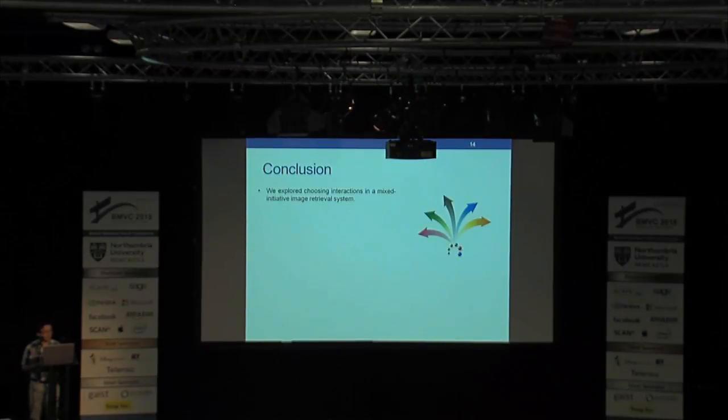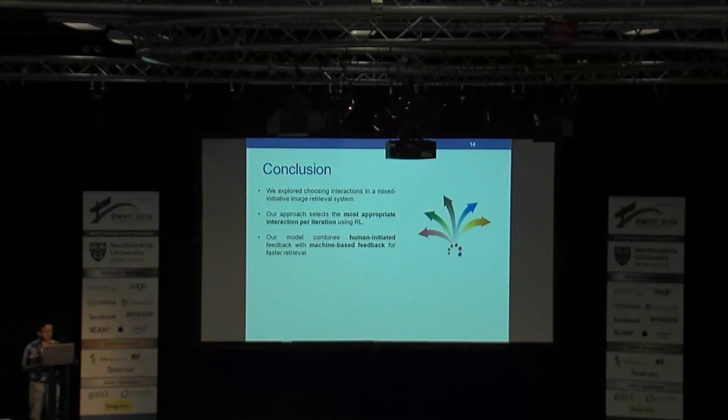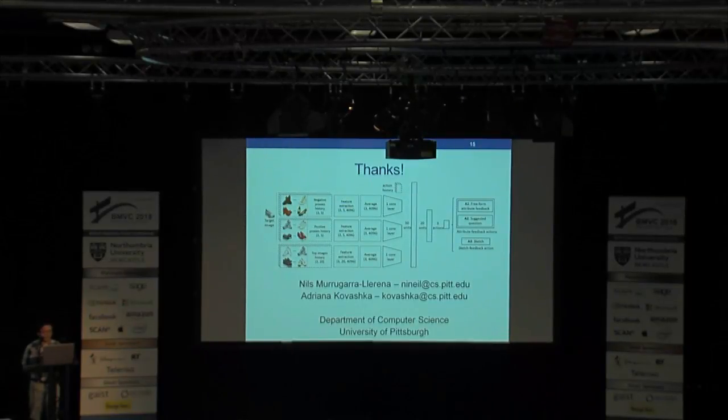So to conclude, we explored choosing interactions in a mixed-initiative image retrieval system. Our approach selects the most appropriate interaction per iteration using reinforcement learning. And our model combines human-initiated feedback with matching-based feedback for faster retrieval. And it outperforms standard image retrieval methods with real and simulated users. Thank you very much for your attention, and I am happy to answer any of your questions.